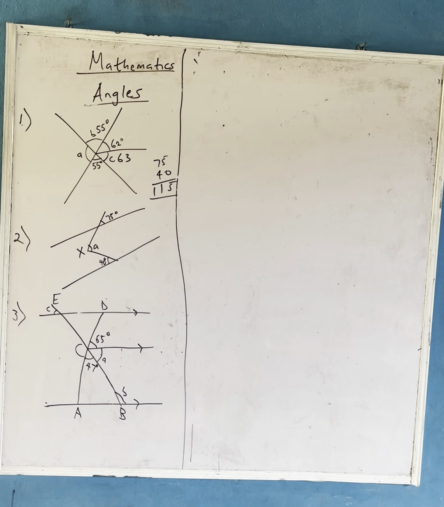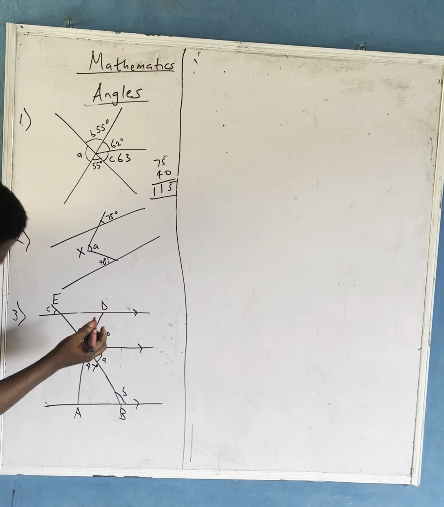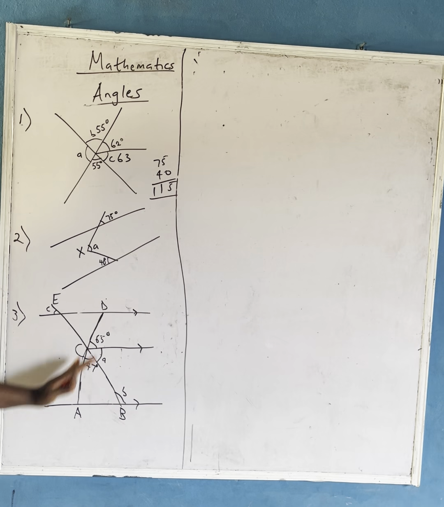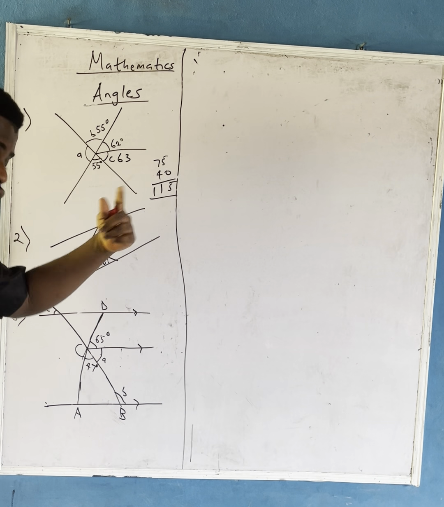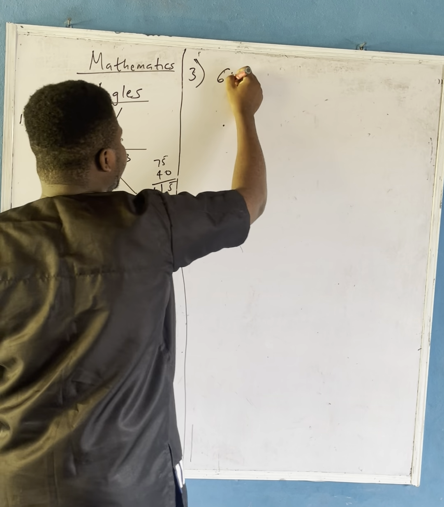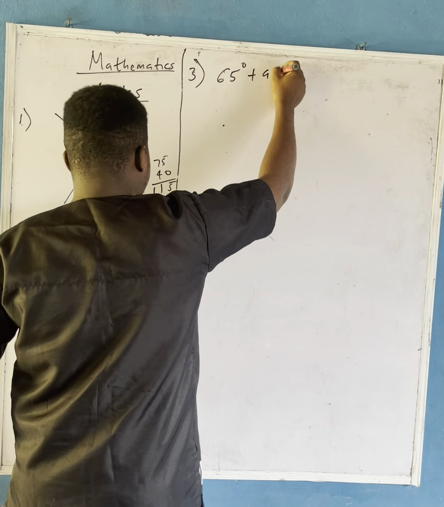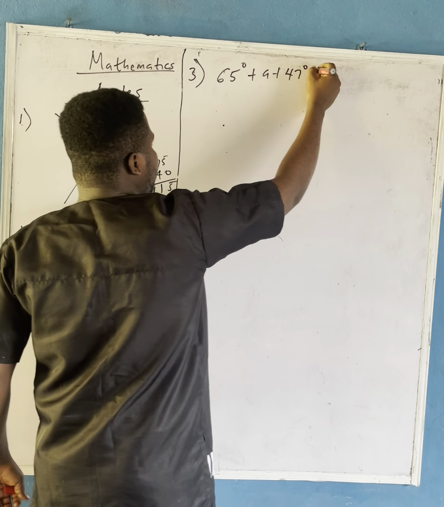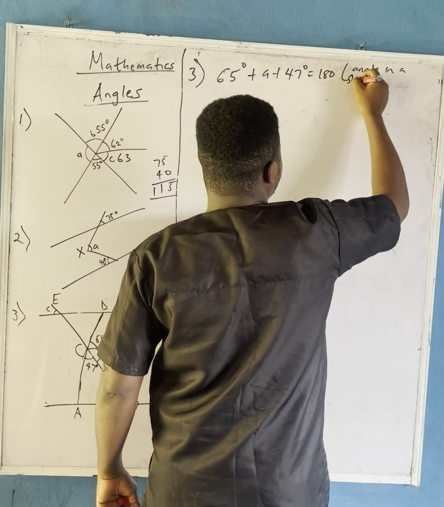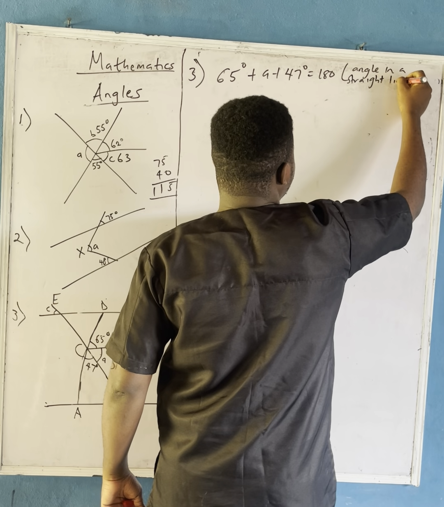Let's look at the third one. We are asked to find angle A, angle B, and angle C. If you look here, this angle here is on a straight line. And something about angles on a straight line is that they add up to 180 degrees. So for number 3, I can just write 65 degrees plus A plus 47 degrees is equal to 180. That is angle in a straight line.